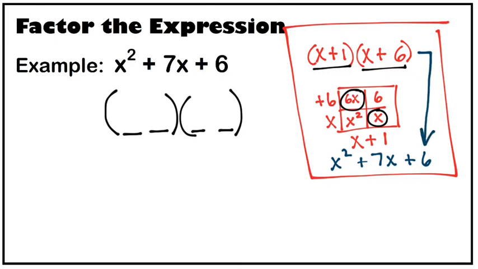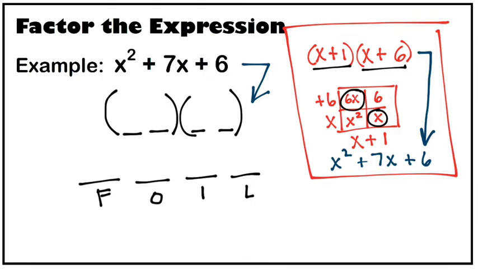But on the problem we're doing today, we're starting with the second degree trinomial and we're looking for the binomials. And as you can see, our answer is obviously going to be x plus 1 times x plus 6, but we need to find out how that works.